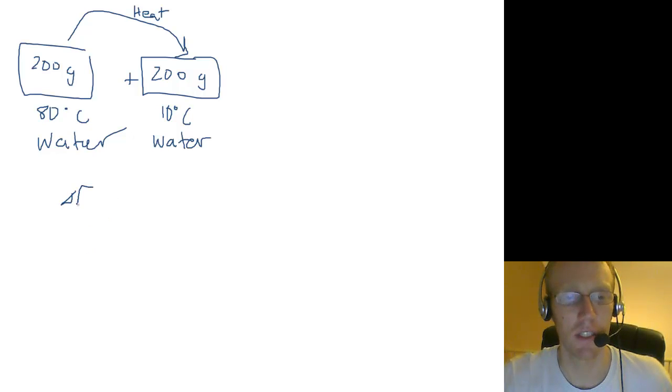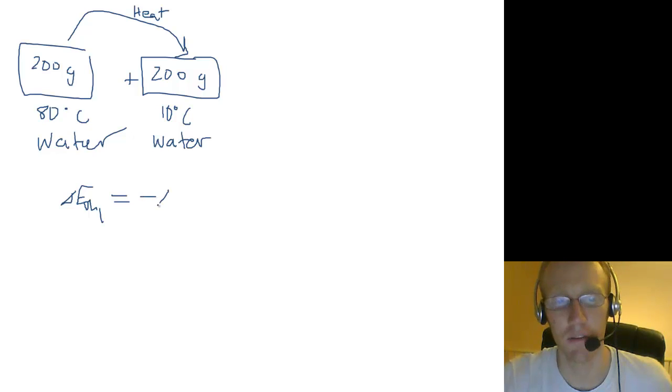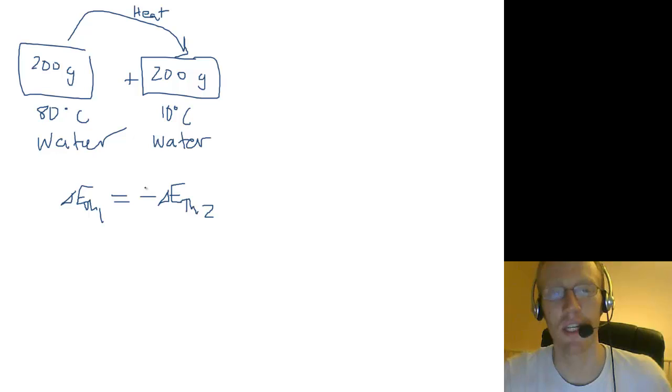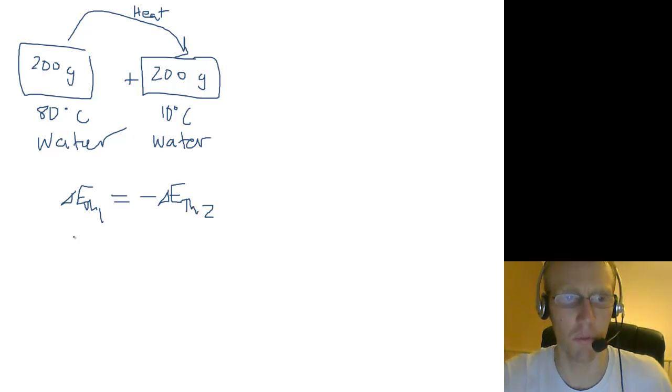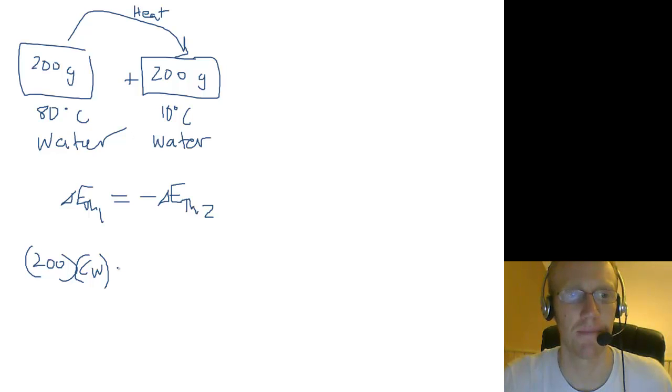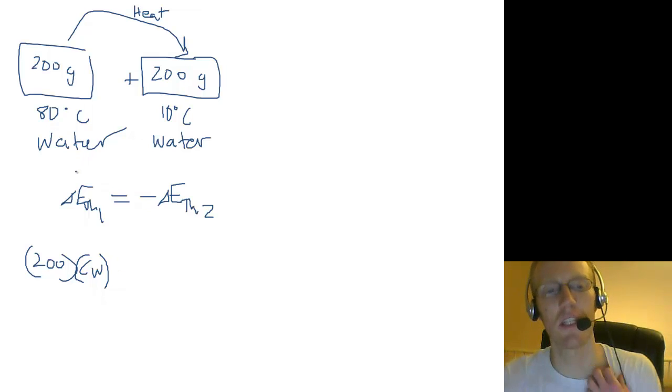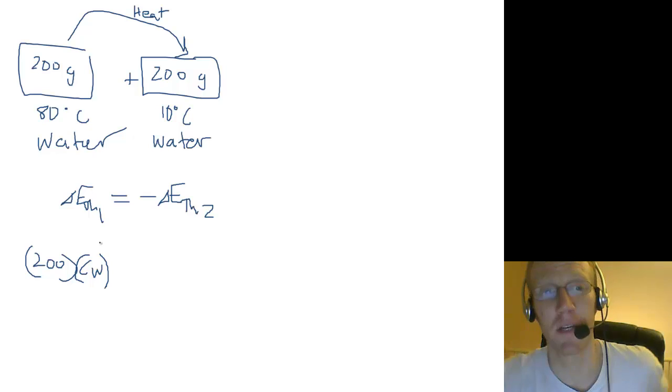So I can set up delta E therm 1 equals negative delta E therm 2. The reason there's a negative sign is because one of them is gaining it, the other one is losing it. So the opposite sign there. For E therm 1, I can put in m1, which is 200, c1, which is the specific heat of water, times delta T. Remember, that is always final minus initial.